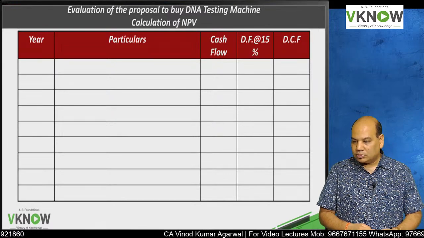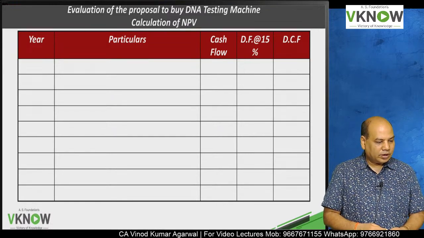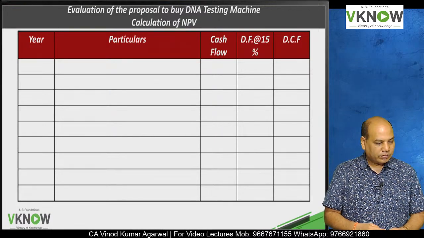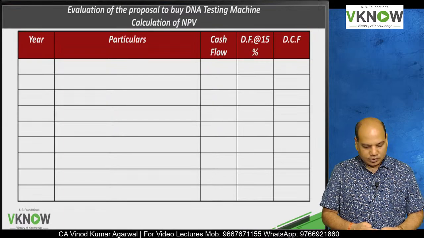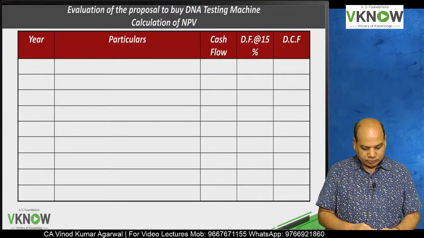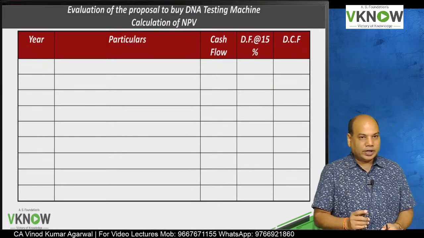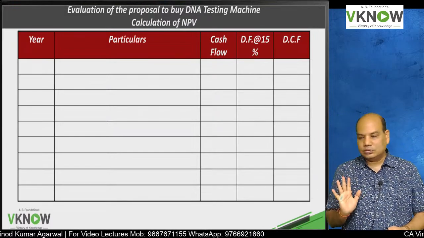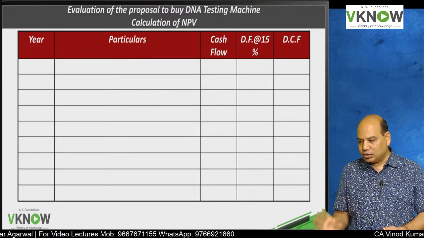Draw this table now. Calculation of NPV. Then draw this table. Year, particulars, cash flow, discounting factor at 15%, and discounted cash flow. Instead of writing discounted cash flow, you can write present value, DCF or present value.